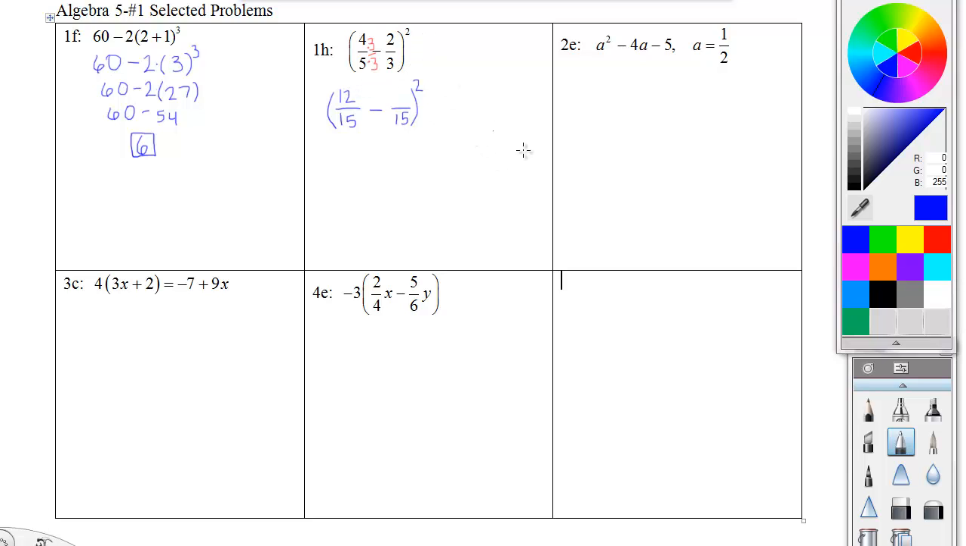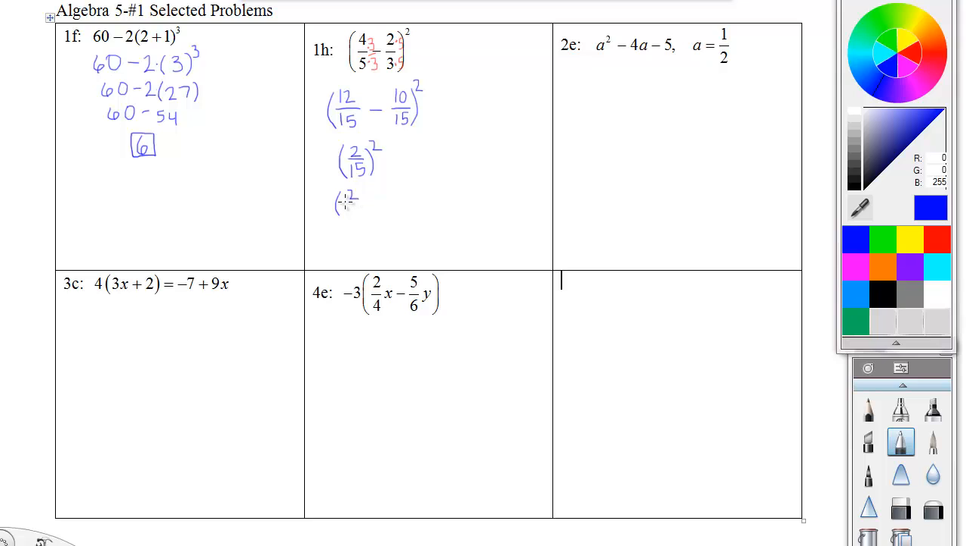Then I'm going to do the same thing for 2/3, figure out what I can multiply it by to change this 3 into 15. So I'm going to multiply that by 5. And 2 times 5 is 10, so the numerator of the second fraction is 10. Now I can subtract those fractions. 12/15 minus 10/15 is 2/15 to the second power. And 2/15 to the second power means 2/15 times 2/15.